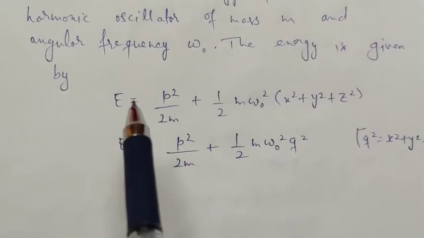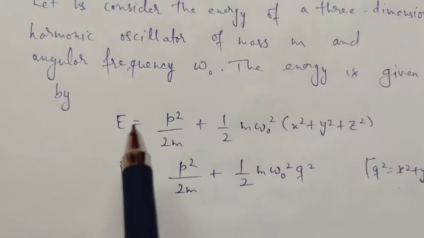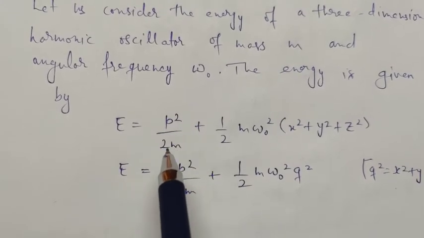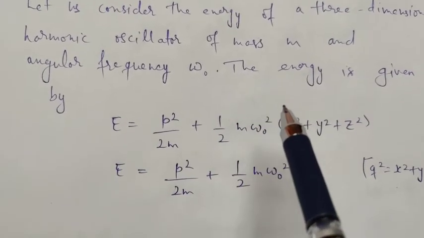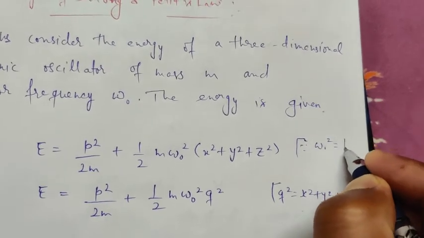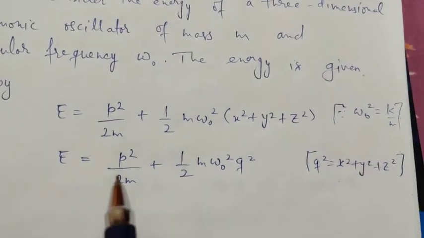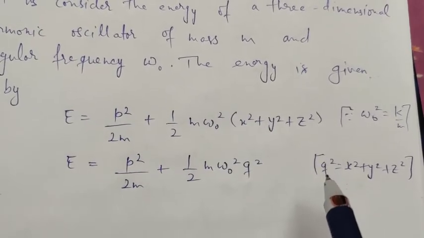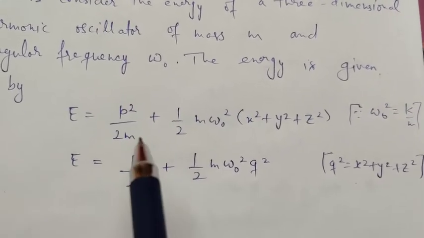So now the energy of a simple harmonic oscillator having mass m, vibrating with angular frequency omega naught, is the kinetic energy plus potential energy. The kinetic energy is half mv square, multiplying and dividing by m gives p square upon 2m, plus half k x square, which in 3 dimensions becomes x square plus y square plus z square. Since for a simple harmonic oscillator omega naught square is equal to k upon m, here k will be m omega naught square. Simplifying, q square is equal to x square plus y square plus z square, which is basically your displacement from its mean position in 3 dimensions, and p is your momentum.